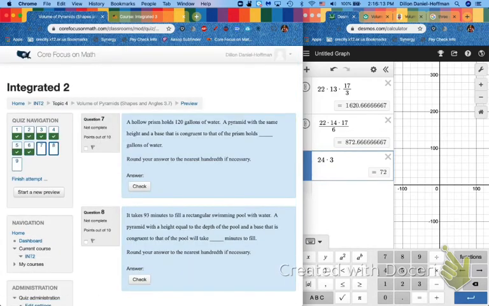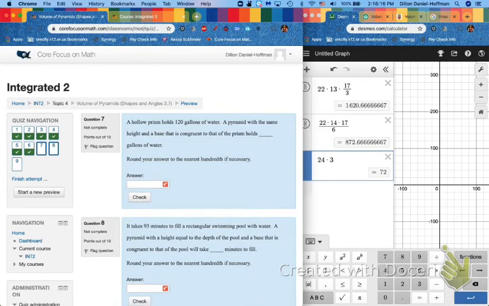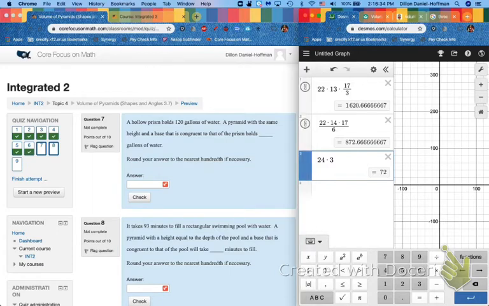All right. 7. A hollow prism holds 120 gallons of water. A pyramid with the same height and base that is congruent to that of the prism holds blank gallons of water. Now we're going backwards. Instead of going from the pyramid to the prism, we're going from the prism to the pyramid. So instead of multiplying by 3, we're going to have to do the opposite, which is, yes, that's right, I can hear you again all the way over here. It's divide by 3. So take whatever your volume is on 7 and divide it by 3.